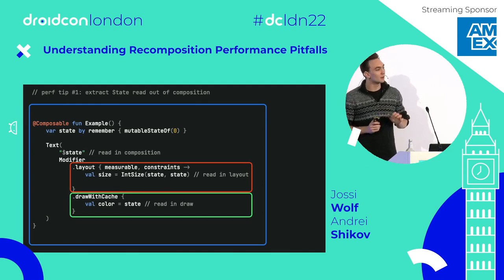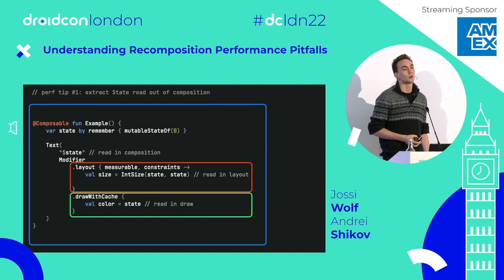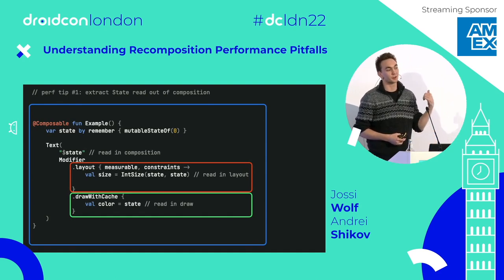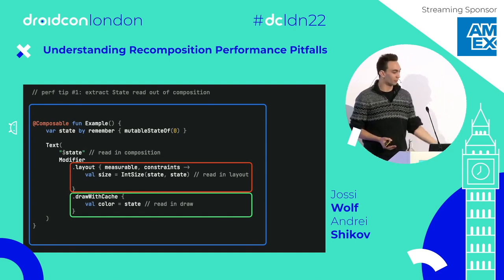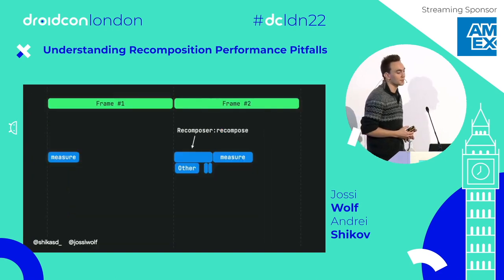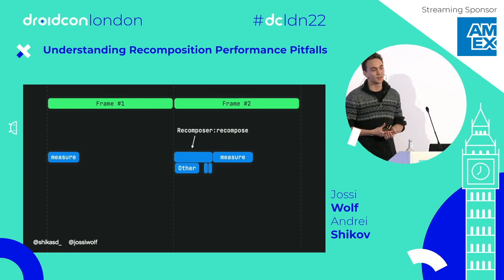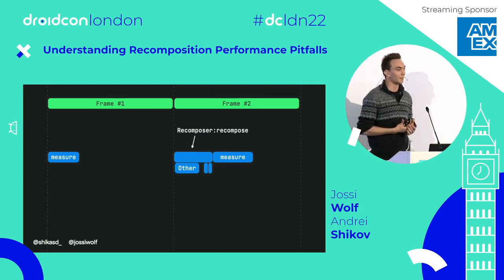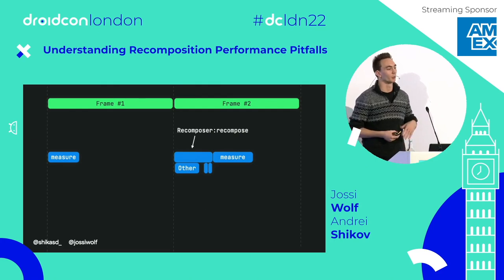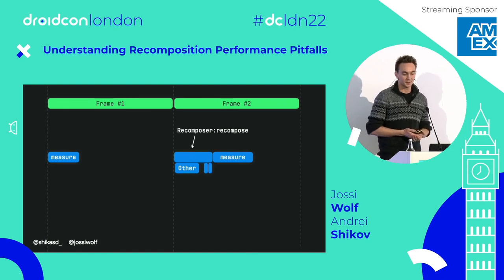So if we take all of these things into account, and we push our state reads either down in the tree or remove them completely from composition, we'll actually be doing a bunch less work, which is great. So you can use the layout modifier or the offset modifier, for example, or draw with cache. There are a bunch of them, but go and look out for your phases.